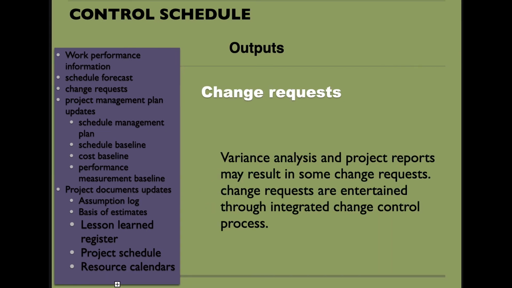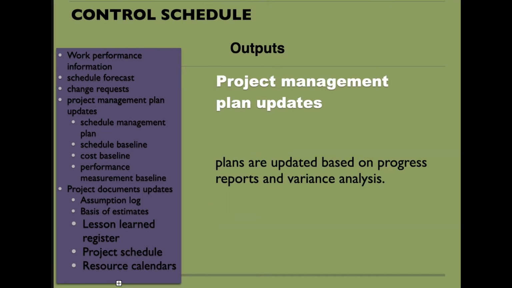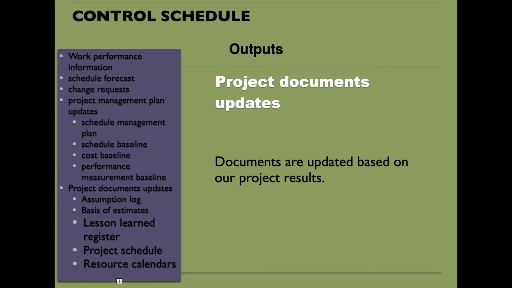As an output, we have project management plan updates, like the schedule management plan is updated, schedule baseline is updated, cost baseline is updated, performance measurement baseline is updated, and project documents are updated like assumption log, basis of estimates, lessons learned register, project schedule, and resource calendar.